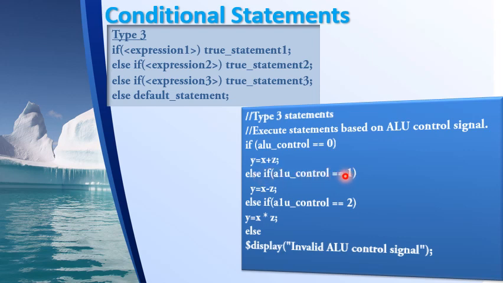Because if the ALU control signal is equal to 1, the operation to be performed is y equal to x minus z. Similarly, if ALU control is not 0 as well as not 1, then it will come to the third else if block where you are checking if ALU control is equal to 2. So if that is true, y equal to x into z. So if it is none of these, that is, ALU control is not equal to 0, neither 1 nor 2, then it will come to the else block where I display some message saying invalid ALU control signal.